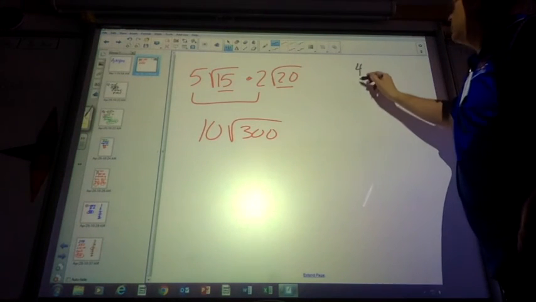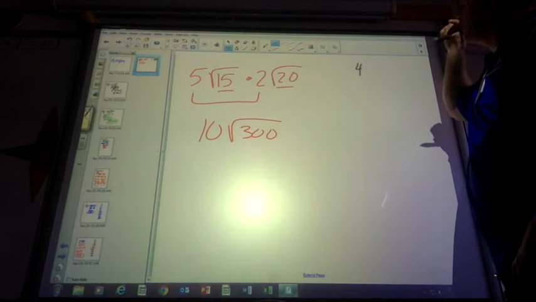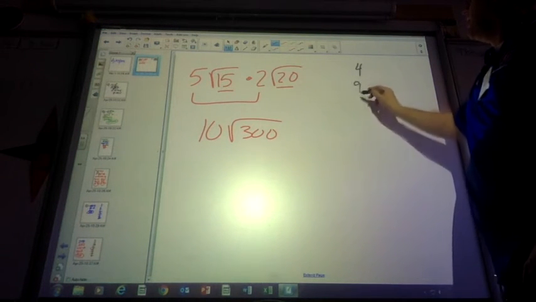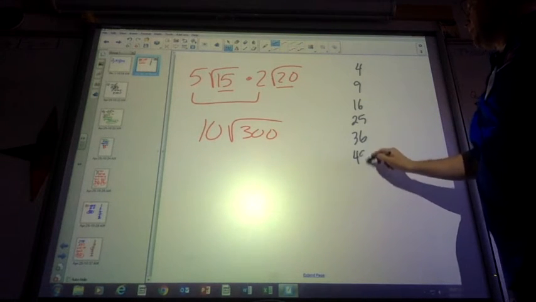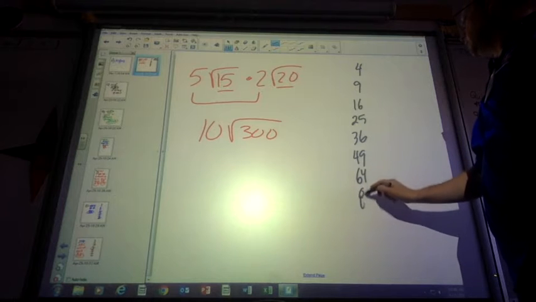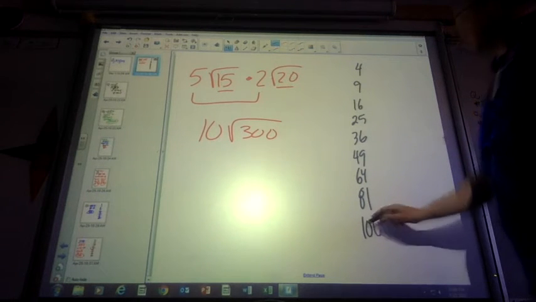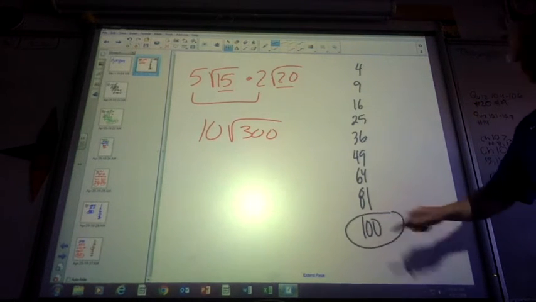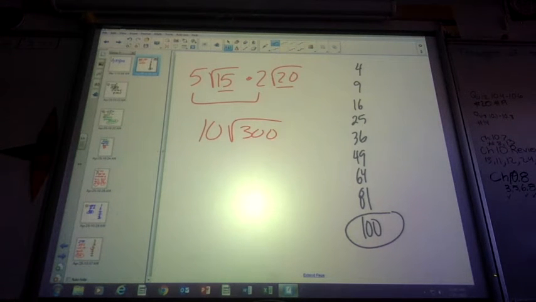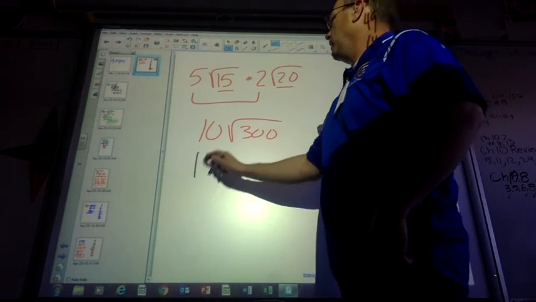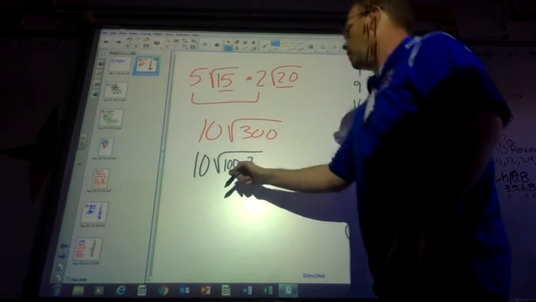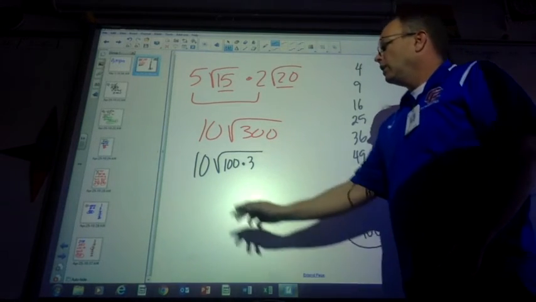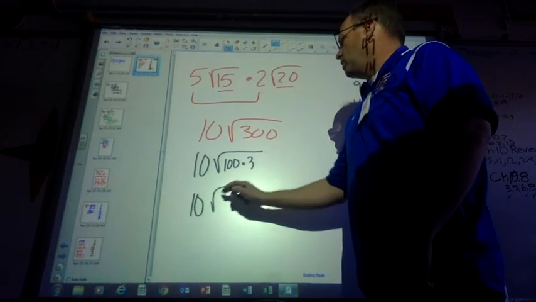All right, so let's think about our perfect squares, and if we have to list them every time, we have to list them. So I know 4, 9, 16, 25, 36, 49, 64, 81, 100. Okay, starting at the bottom. 100 times something gives me 300, yes? Yeah, 100 times 3. Sweet. So I get 10, and then I get the square root of 100 times 3, because 100 times 3 is 300, yes? Which is going to be the same as this.